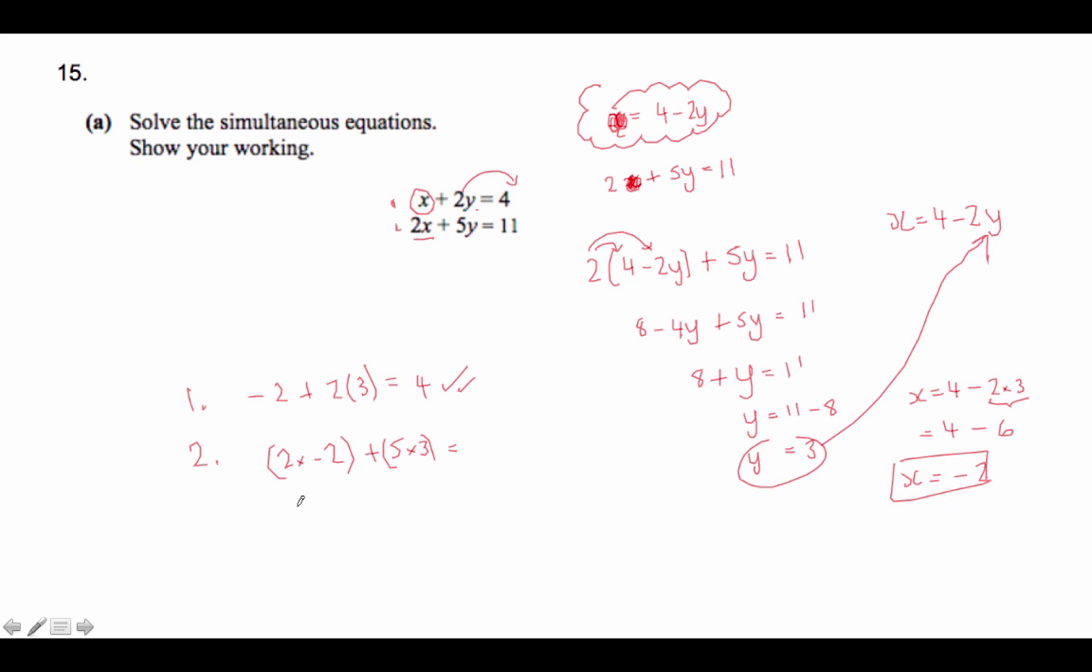So let's check. Minus 2 times 2 is minus 4, and 5 times 3 is 15, and minus 4 plus 15 is 11. So you can see that you've got your answer correct.